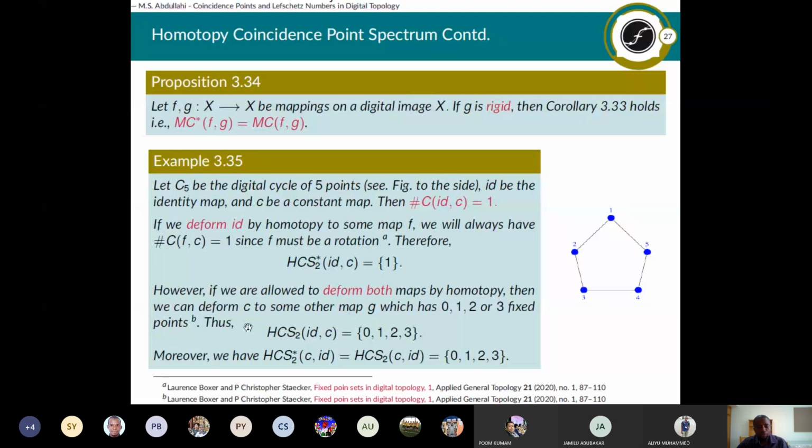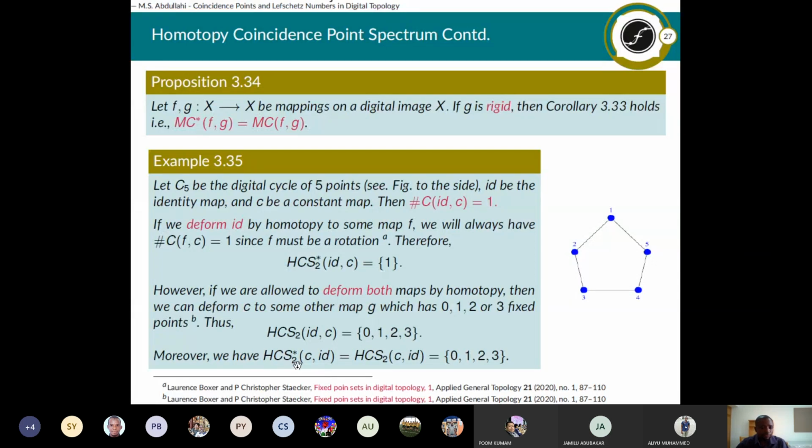However, if we are allowed to change both mappings, that is, we are allowed to change the identity and we are allowed to change the constant mapping, then it was shown in the same paper that if a function is homotopic to a constant, then that function will have this number of fixed points. And by this, we end up having the homotopy coincidence spectrum between the identity and C, when we allow both of them to be changed by homotopy, to be the set 0, 1, 2, and 3.